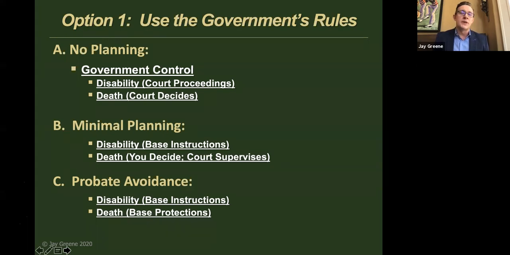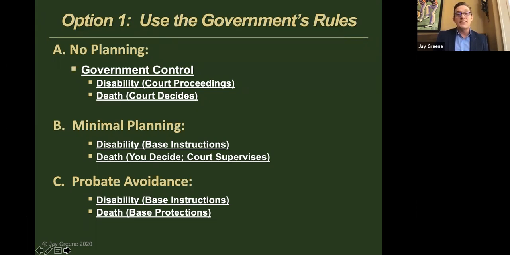We could do minimal planning. And with minimal planning, that means that we want to make sure that there's a set of instructions. We want to decide who's in control of us if we're disabled, if we pass away, and that we want to name who our beneficiaries are and not let the state determine. And that's a good plan. That's a good plan for a lot of people, but it may not be right for you and your family if you have a little bit more sophisticated situation going on. The problem with that plan is the court's still supervising you. So anytime we get the government involved, it gets a little bit more complicated, it gets a little bit more time consuming, and it gets a little bit more costly.